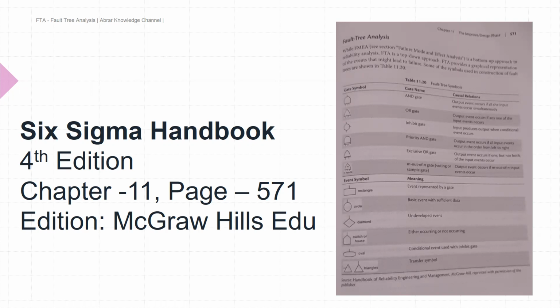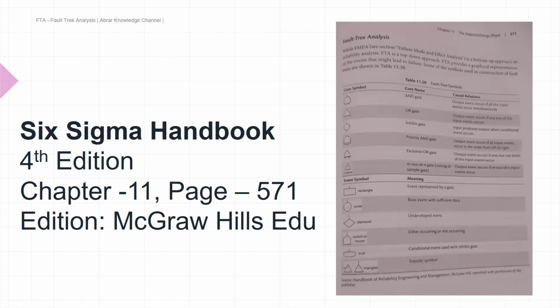OR gate is one of the events. The output event occurs if any one of the input events occurs, right? Then you have an inhibit gate, a priority gate, and an exclusive OR gate. And let's talk about the event symbols, right? The rectangle is the most commonly used, an event represented by a gate, whether the gate is AND or OR and all that.